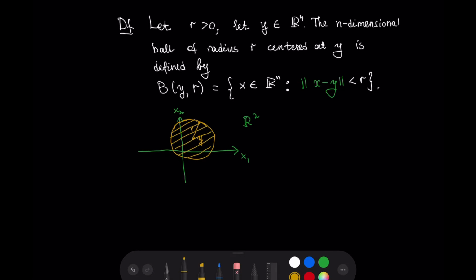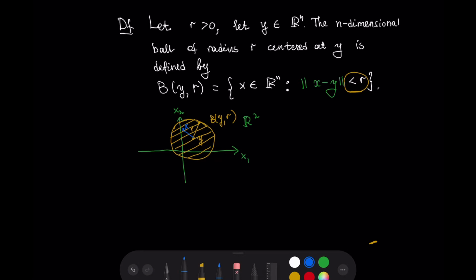However, what do you guys think? Is the boundary included or not? Because this inequality is strictly less than r. So this set B(y, r) contains all of the points x such that the distance from x to y is strictly less than r.